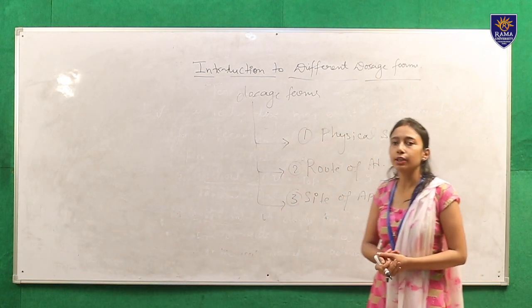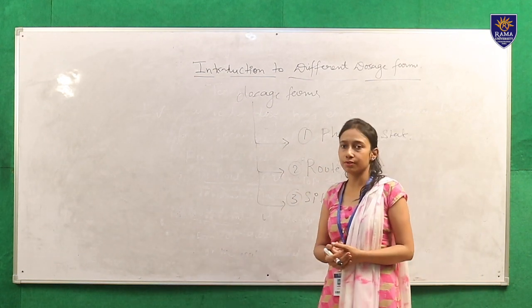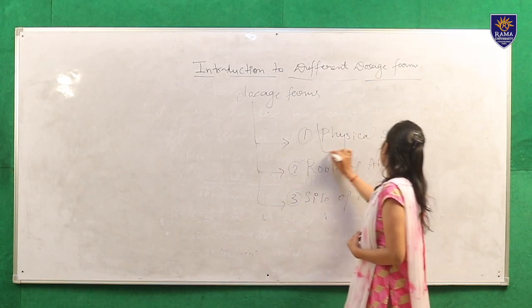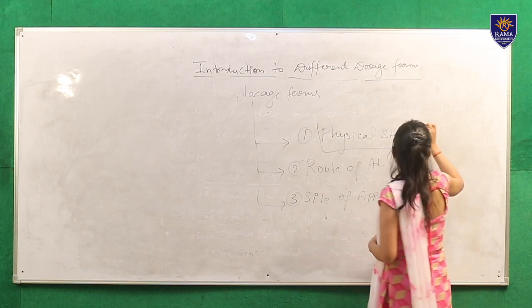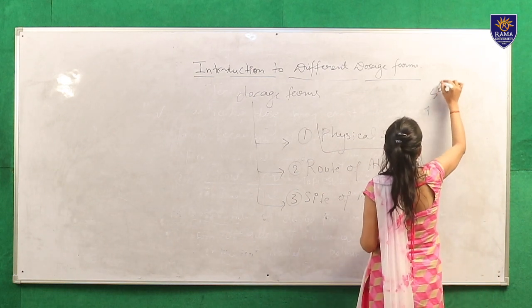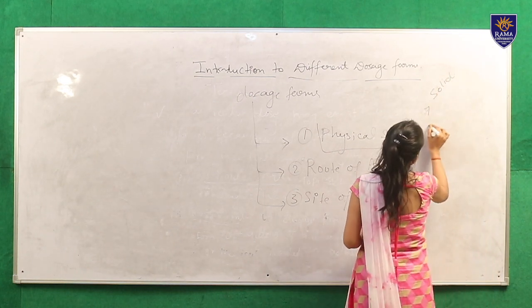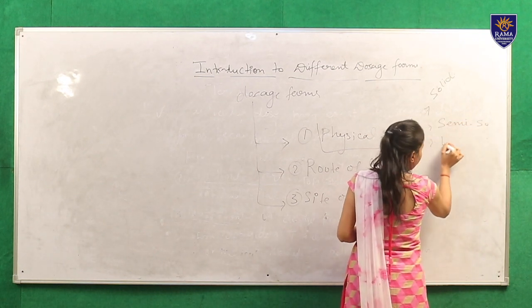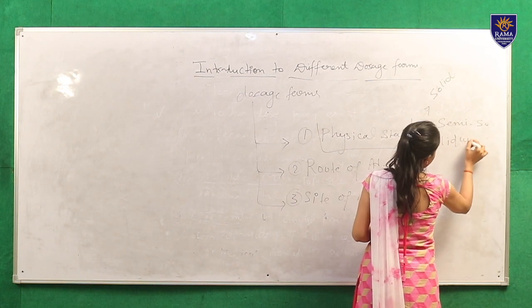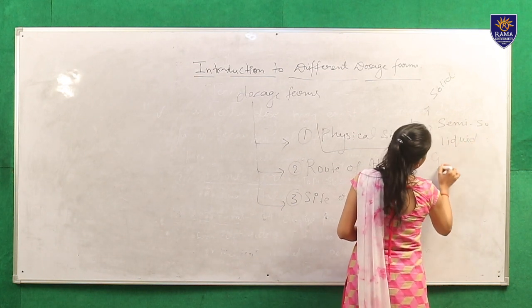Then we classify the dosage form. If we are talking about the physical state, then according to the physical state, the dosage form can be classified into the solid dosage form, semi-solid dosage form, liquid dosage form, and gaseous dosage form.